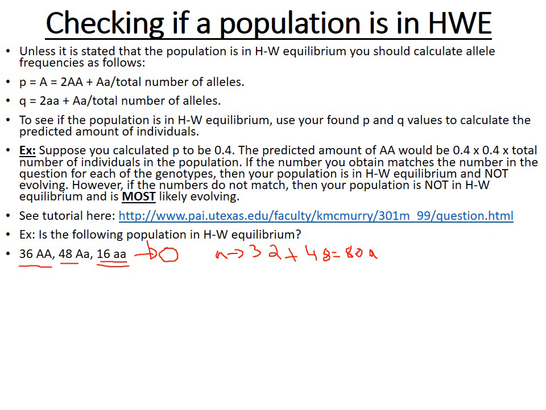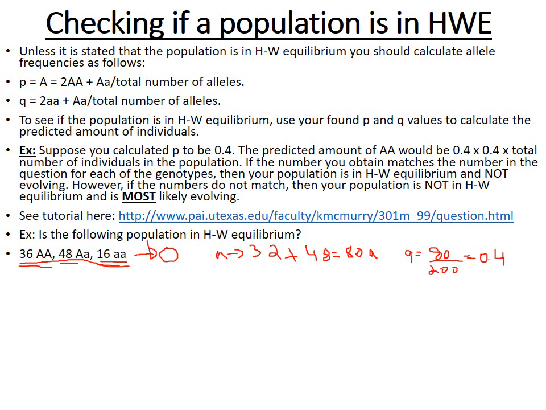And so I can now find my q by simply doing my total number of little a alleles, 80, over the total number of alleles in the population. So there's 36 plus 48 plus 16. Multiply that by 2 because there's 2 alleles per individual. That's 200 over here. And so my frequency of q is going to be my 80 divided by my 200. And that's my 0.4.